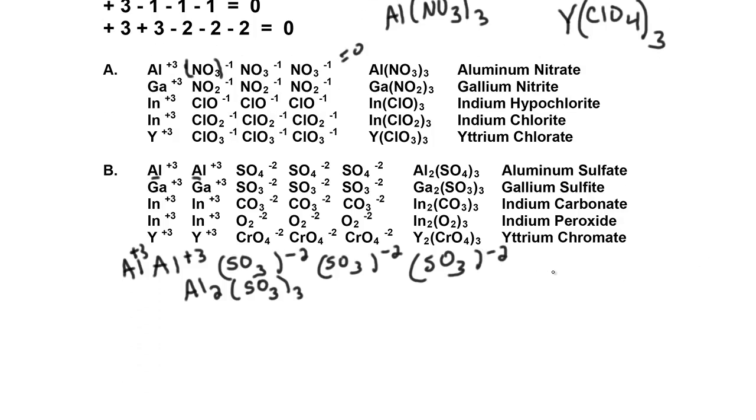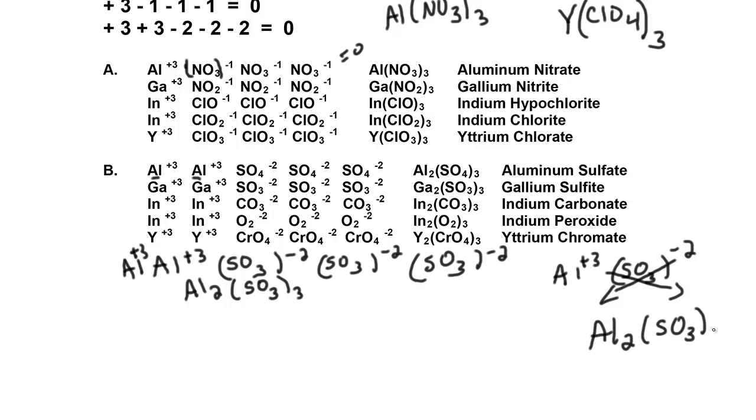What I could also do is take my aluminum, +3, and my sulfite, SO3, -2 charge, and just play that crisscross game. I'll get Al2, parentheses, SO3, close my parentheses, subscript 3. I bring the 2 down, and I bring the 3 down, and I write out my chemical formula. The name of this chemical formula is aluminum sulfite. Let's move on to gallium. Gallium is a +3 charge, and sulfite's a -2 charge.